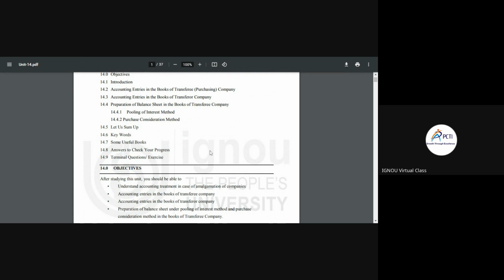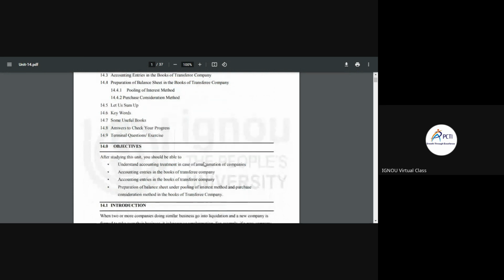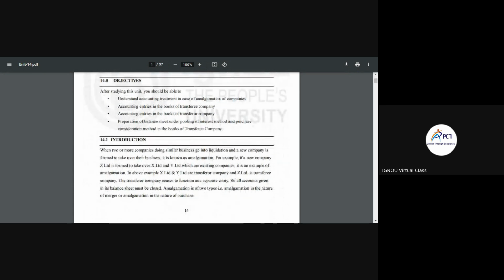So, first of all, we need to discuss the objectives, that we need to understand the accounting entries in the case of amalgamation of companies. Then we need to pass these accounting entries in the books of transferee company, then accounting entries in the books of transferor company. Then we need to prepare the balance sheet under pooling of interest method and purchase consideration method in the books of transferee company.